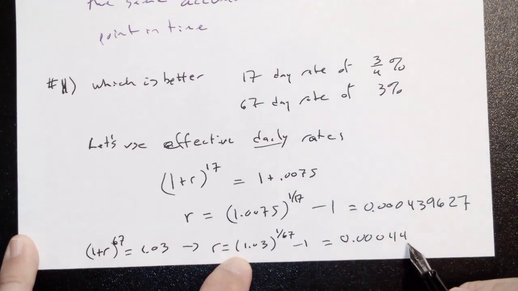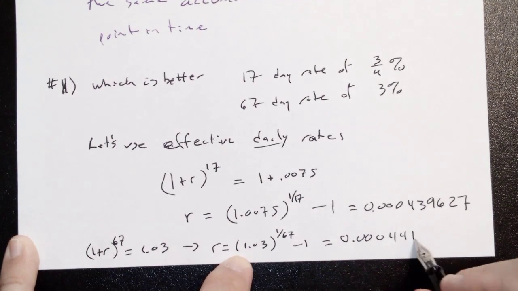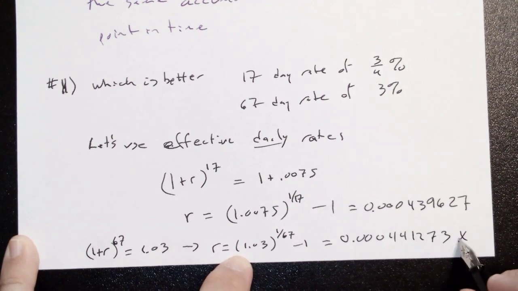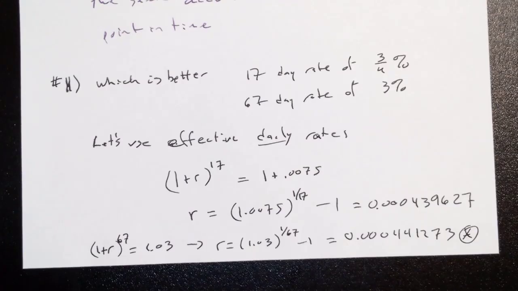I know this one's going to be bigger, right? Just a tiny bit, but it's going to be bigger. Again, more decimal places, 441273, right? This is the bigger one. That's a better one.